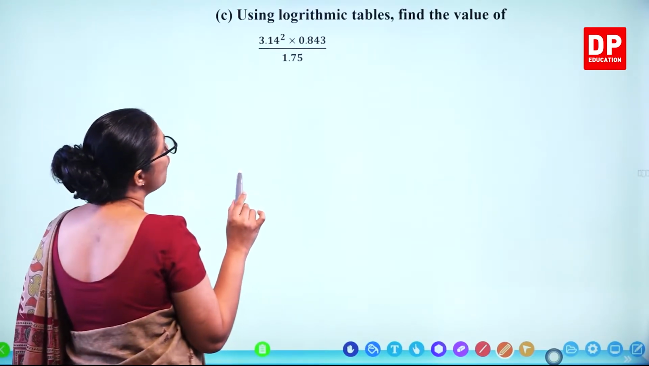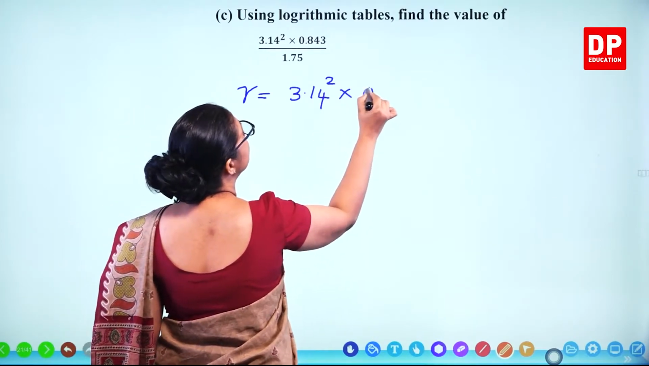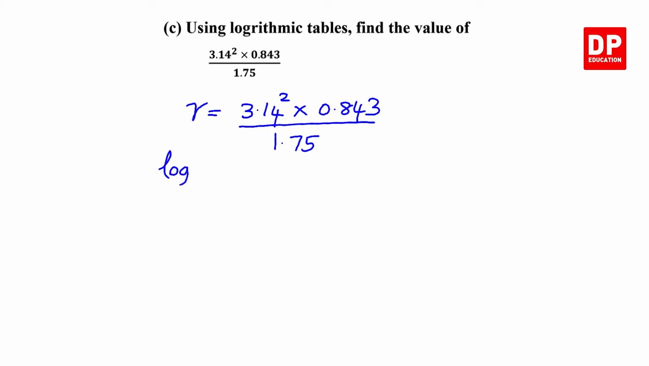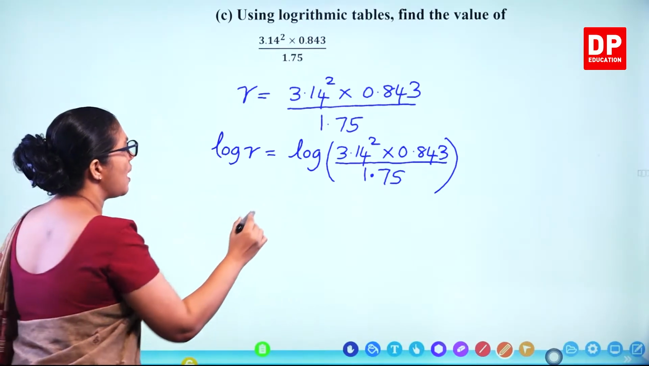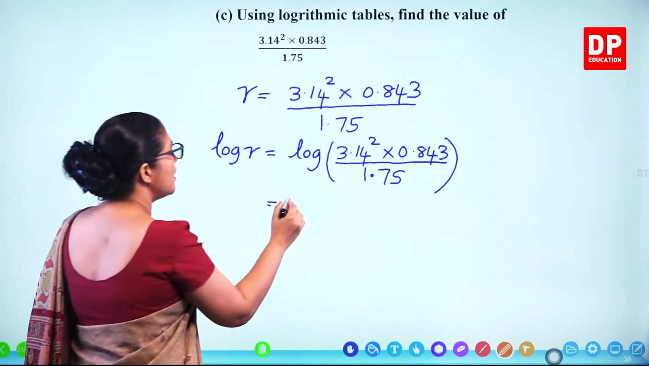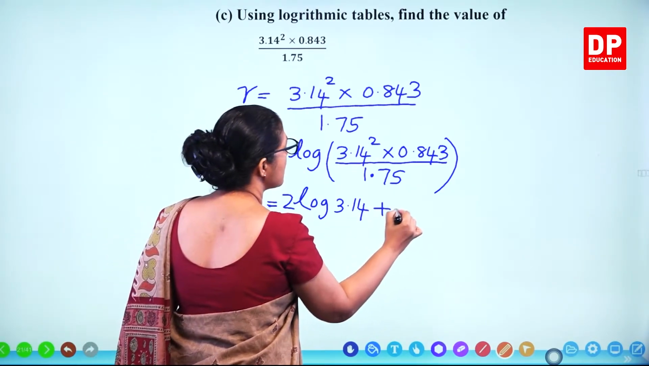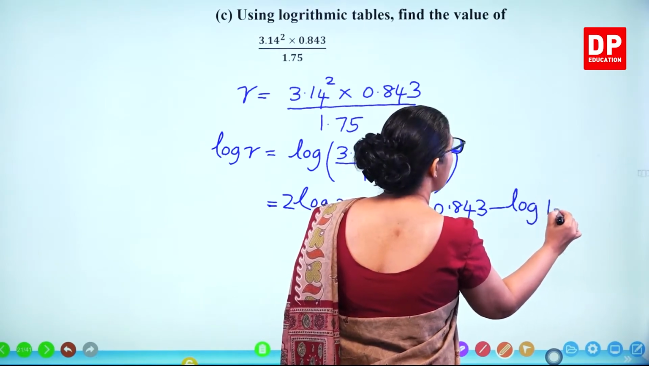So, using logarithmic tables, find the value of this. We can take any letter for that. So, first take any letter. Then what's the second step? Take log both sides. Log of r is equal to log of 3.14 squared into 0.843 divided by 1.75. Now, when you take log, what happens? Here the power comes down and multiplication becomes addition, division becomes subtraction. So, you can write 2 log 3.14 plus log of 0.843 minus log of 1.75.